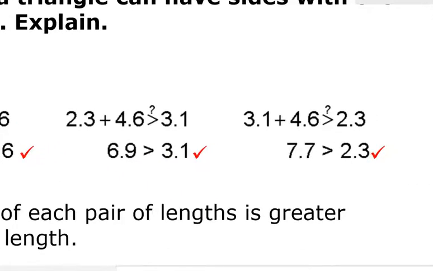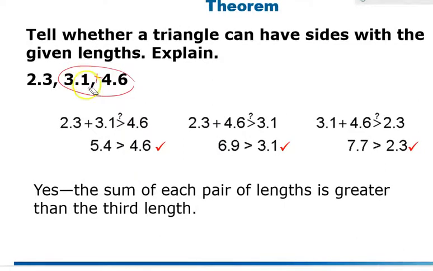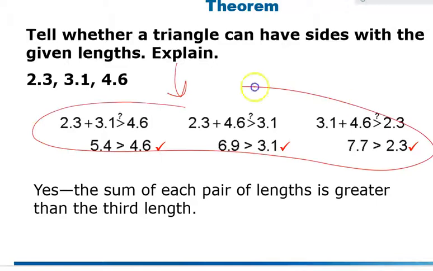And it is. So if all 3 inequalities work, if all 3 sides added together are bigger than the third side, then you have a triangle. And this would be your explanation. These right here. You don't need to write all this. Okay, your inequalities are your explanation. That's perfectly fine.